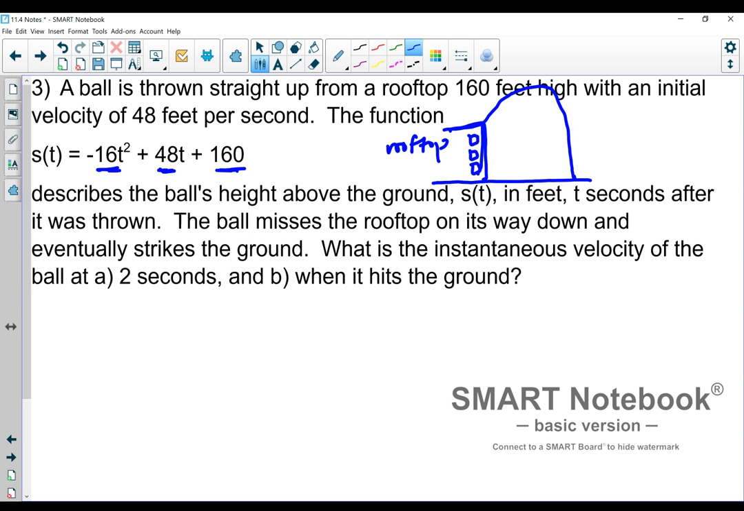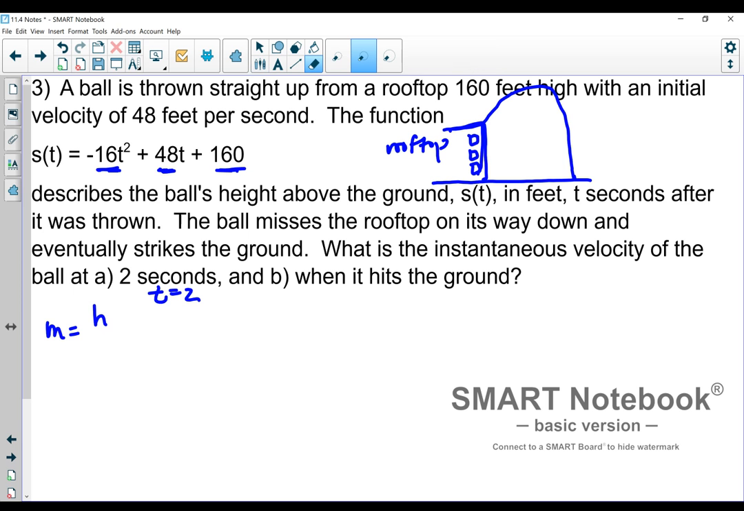The ball misses the rooftop on its way down, good, because that's how I drew it, and eventually strikes the ground. What is the instantaneous velocity of the ball at 2 seconds and when it hits the ground? So we'll have to find t for that second part of it. So at 2 seconds means that we're going to let t equal 2, but we first have to find that equation for our slope.